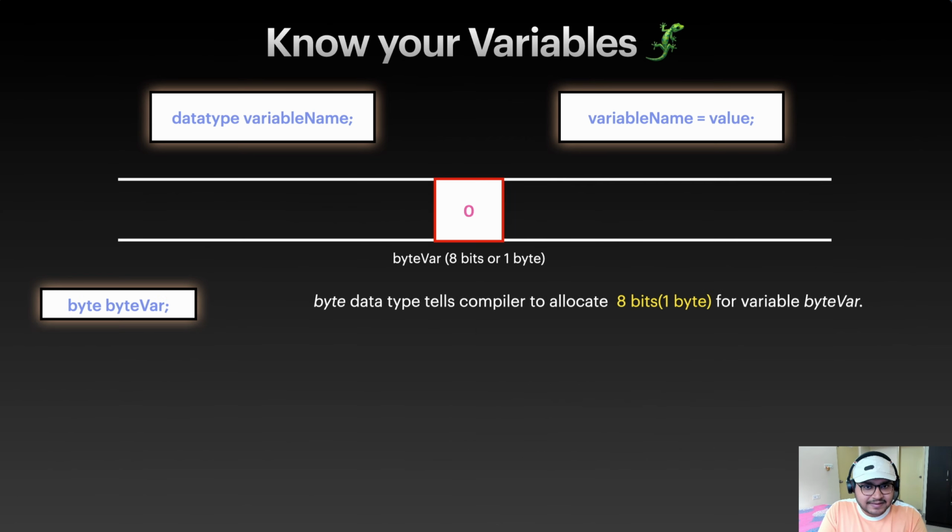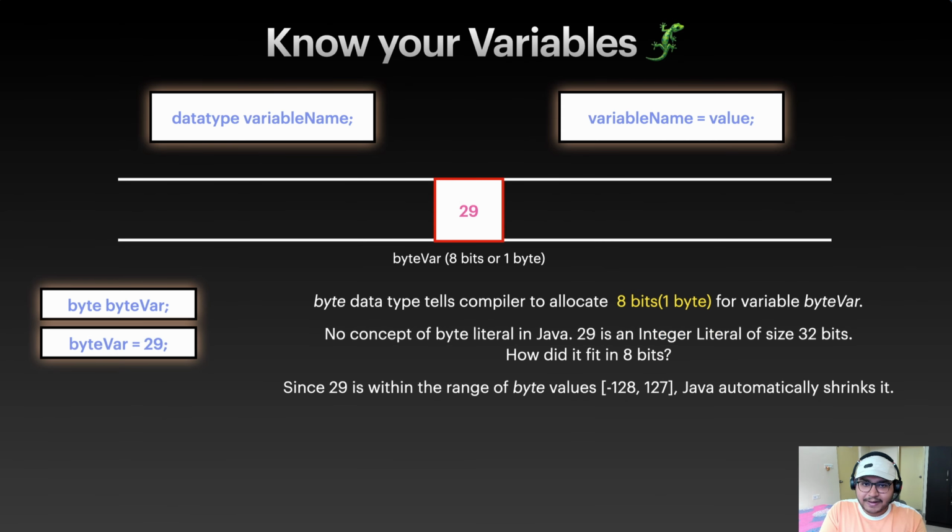Let's consider another example. Suppose we declare a variable named count with a data type of byte. Similar to the previous example, Java will allocate 8 bits or 1 byte of memory for this variable and initialize it with the default value of 0. Now let's assign 29 to our byte variable.